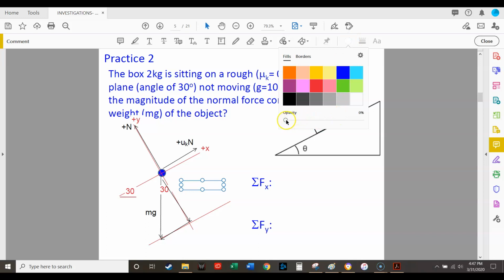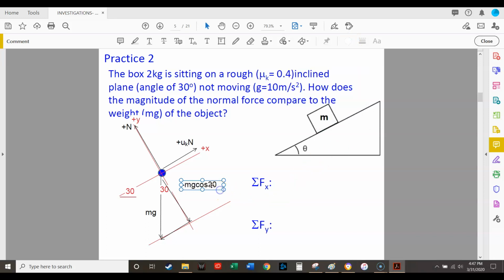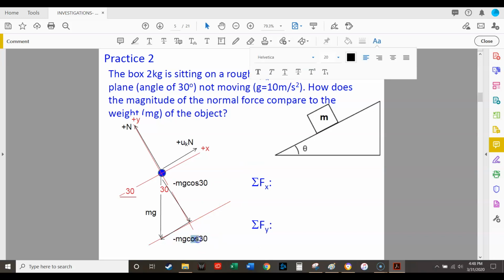I want to make sure that opacity is up to 100%. There you go. That means this other side right here, pointing in the negative x direction, is opposite the angle 30 degrees. So that has to be the sine. And it's pointing in the negative x direction. So there we have it. There's our force diagram for problem number 2.